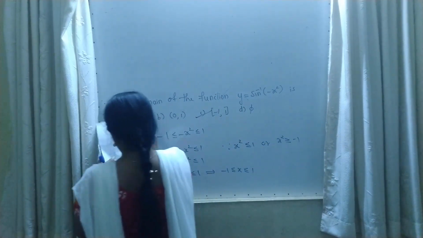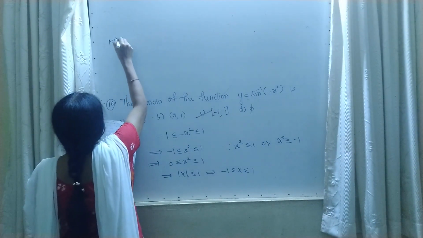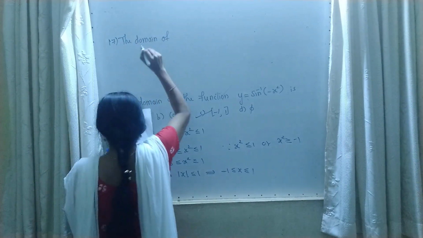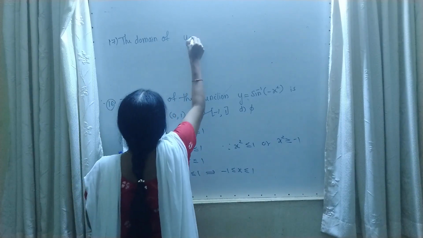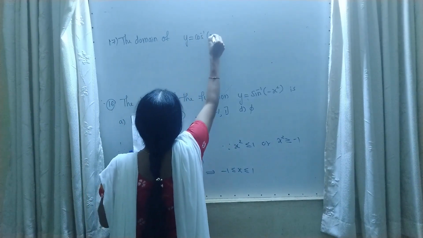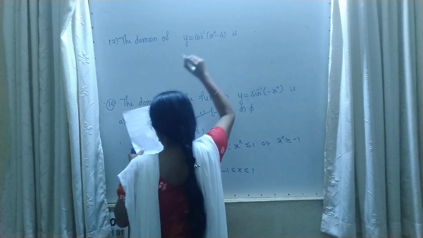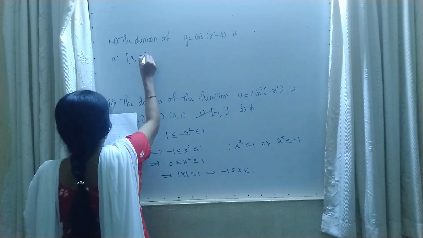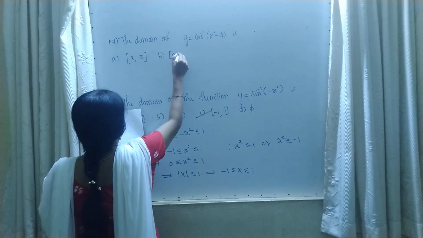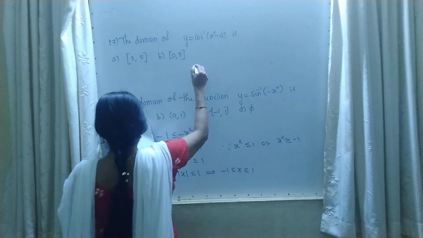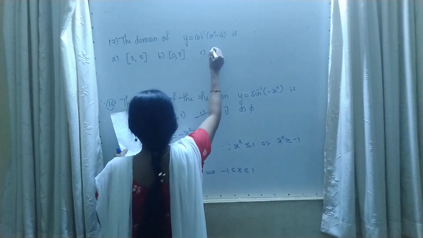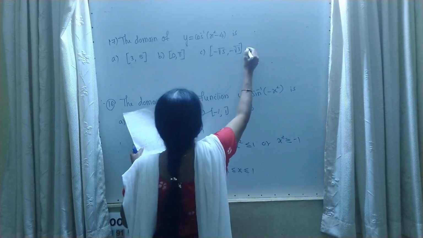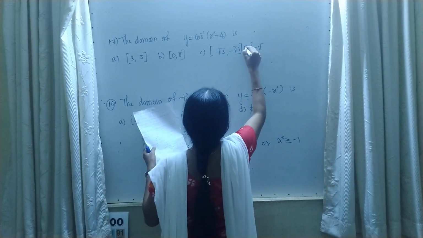Next, question number 17. The domain of y is equal to cos inverse of x square minus 4 is, first option 3, 5, 0, 5, 0, 5, intersection it is.